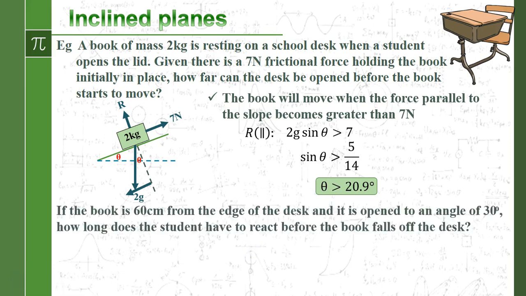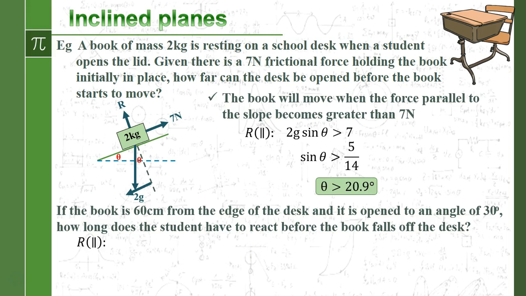Okay, so moving on, let's add an extra question into this one. If the book is 60 centimetres from the edge of the desk and it's open to an angle of 30 degrees, how long does the student have to react before the book falls off the desk? Right, so what we need to do is think about the forces, and think about how that book is going to move.